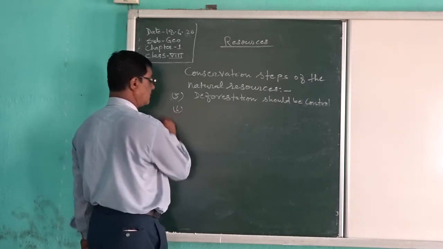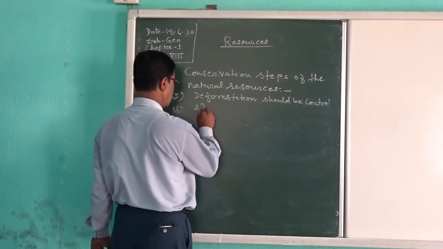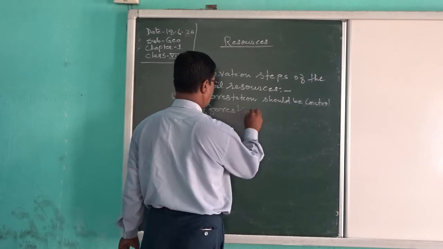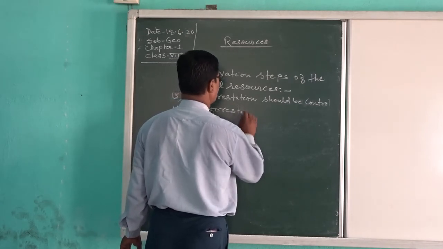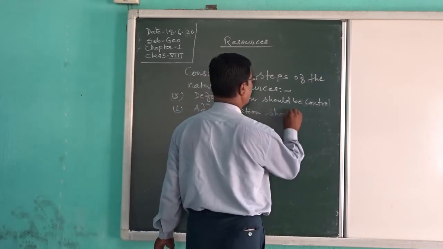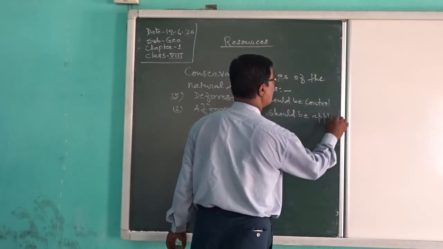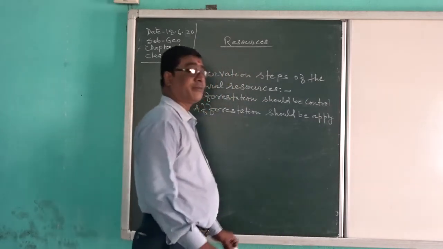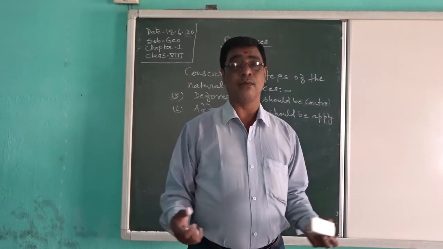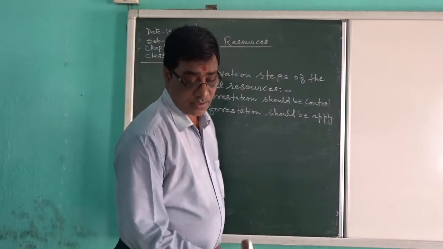Sixth is that afforestation should be applied. Afforestation should be applied means planting more and more trees. Planting more and more trees also helps our natural resources.